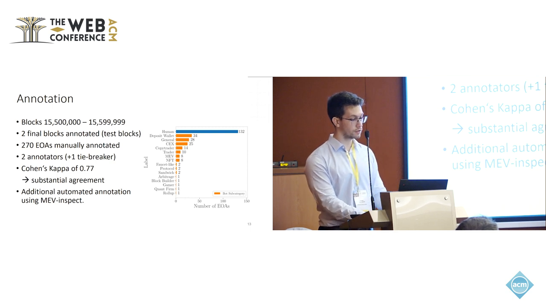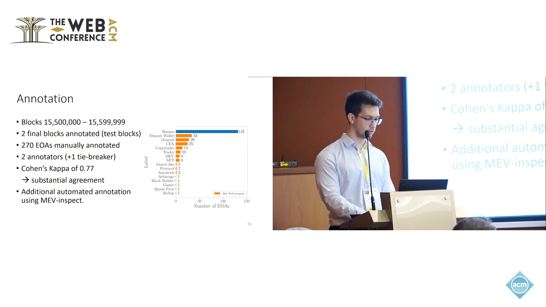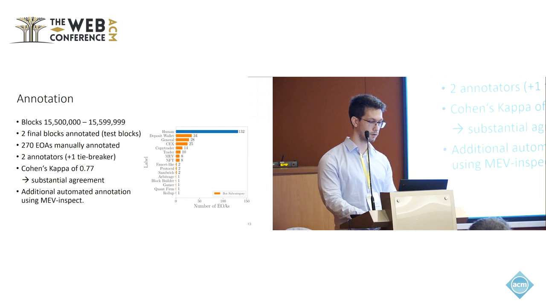On the right side, you can see for an annotator what the aggregated labels look like. 132 human labels, and then some subclasses of bot labels. And so in the end, they are about 50-50. So this is also convenient for a machine learning problem to not have an imbalanced dataset.